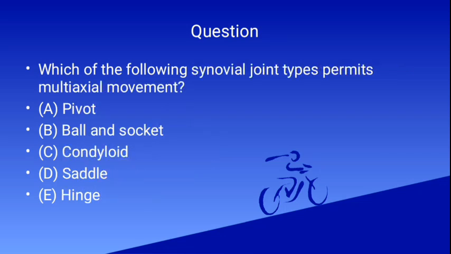So the next question: which of the following synovial joint types permit multi-axial movement? A. Pivot. B. Ball and socket joints. C. Condylar joints. D. Saddle joint. E. Hinge joints. What's the answer? Ball and socket joints. That's correct.